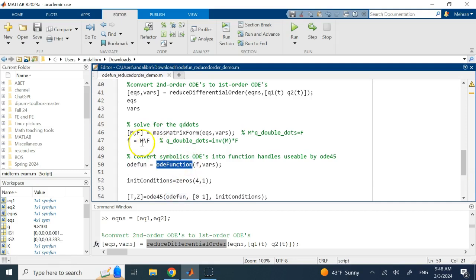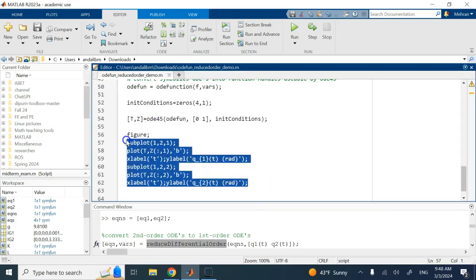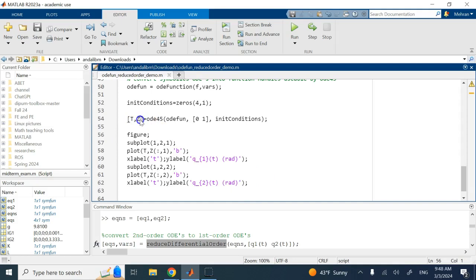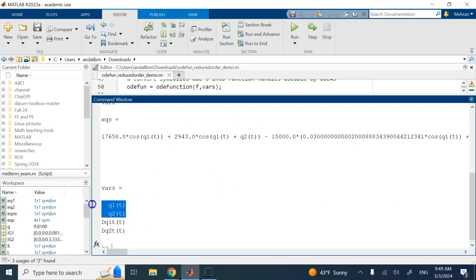This ODE function will take those symbolic ones with those variables and convert them into this ODE fun, which are those 4 function handles. Here I use 4 initial conditions of 0, feel free to change it, and I simulate my system for 1 second. I passed it to ODE 45 and I get T and Z, and now this is ready to go. Finally, once the solution are in, I plot the first column and the second column of Z, which are Q1 and Q2. And remember, how did I know they are the first and the second? Because I looked at these variables.